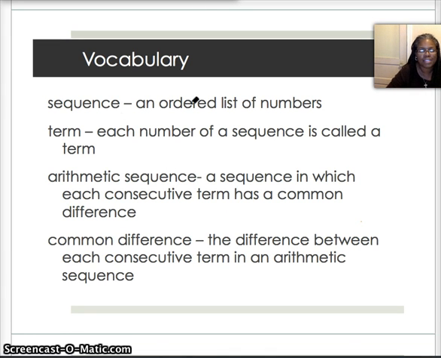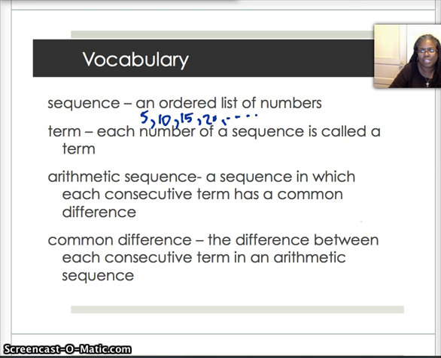The word sequence is an ordered list of numbers. You guys are used to sequences. Things like 5, 10, 15, 20, 25, 30, right? This is a sequence, 5, 10, 15, 20. And we know when we talk about sequences, oftentimes they actually go on forever and ever, as is the situation that we have here when we count by 5s.